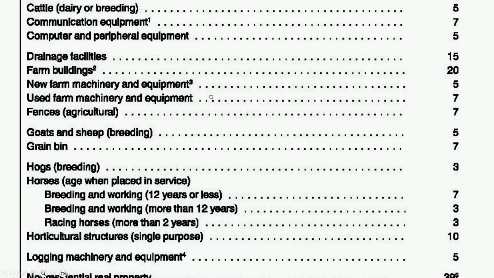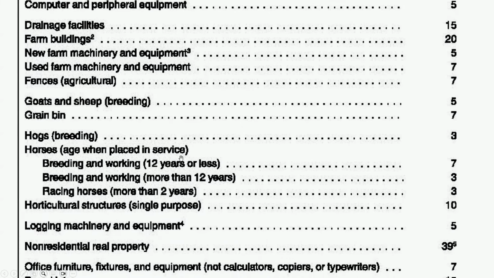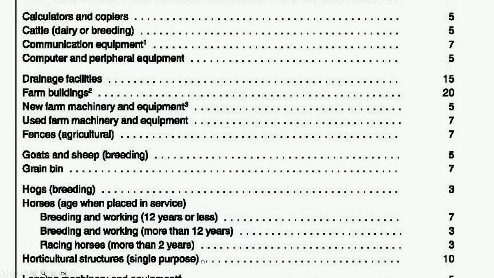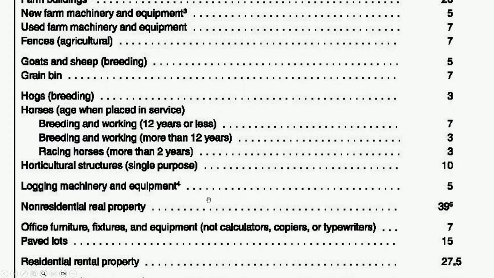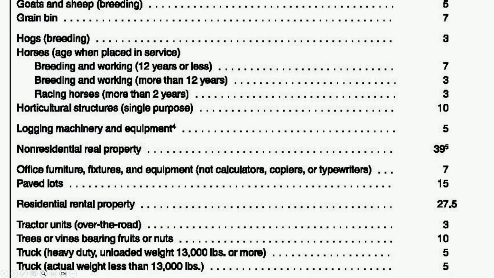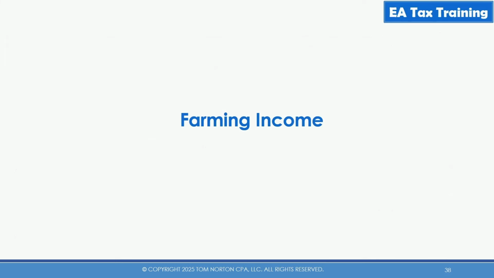Now, if you do have some non-farm, non-residential real property, they remind you that that is 39 years. So again, you don't have to memorize this, but it's kind of interesting to look down and see the different types of assets and what their recovery periods are.